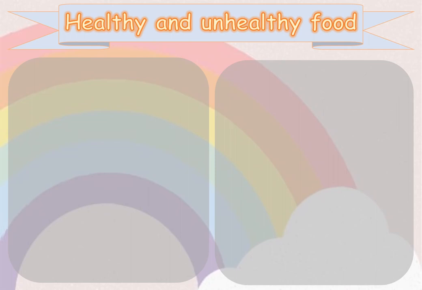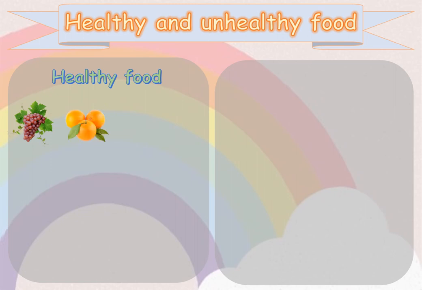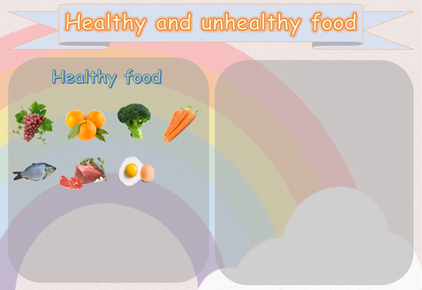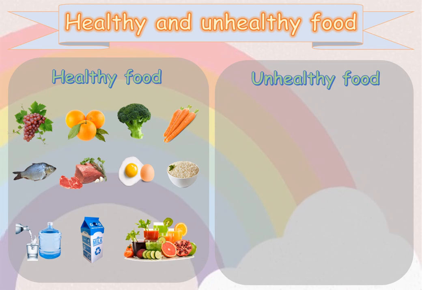Healthy food and unhealthy food. As we know, healthy food gives us energy and a lot of vitamins for our body. Healthy food such as fruit, like grape and orange, or vegetables like broccoli and carrot, or daily foods like fish, meat, egg, rice, and healthy drinks: mineral water, milk, and of course juice.